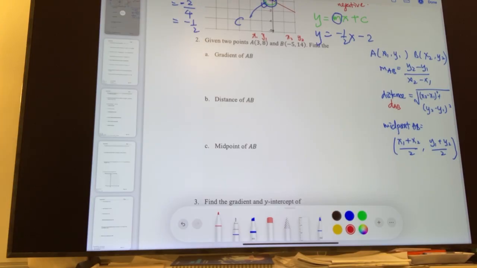The gradient is always in this form. This is your gradient intercept. Can you write what the m is according to this? You already have y as the subject, right? So what is the m going to be? The m is the number in front of your x. So that means your gradient is 4 over 3.